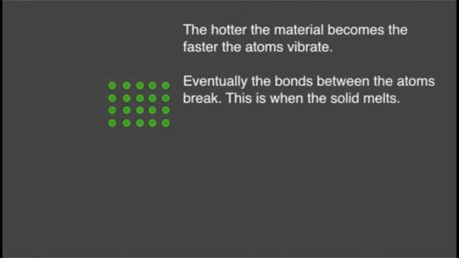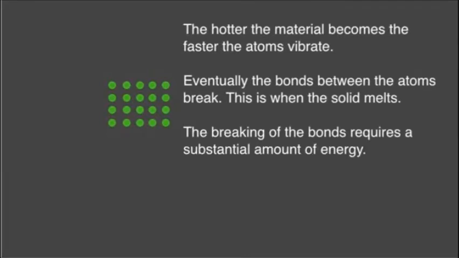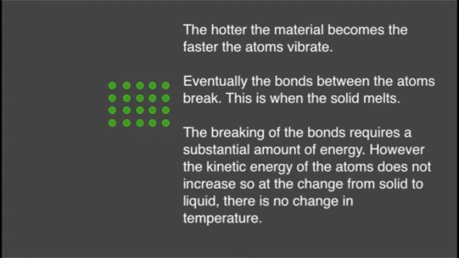If the temperature is raised further, the bonds between the atoms will be broken apart. The breaking apart of the bonds is what happens when a material melts. The breaking of these bonds requires a substantial amount of energy. This is called the latent heat of melting. Latent heat is used because it seems to be a hidden amount of energy. It's energy which does not raise the temperature of the material. It just changes the solid to a liquid.